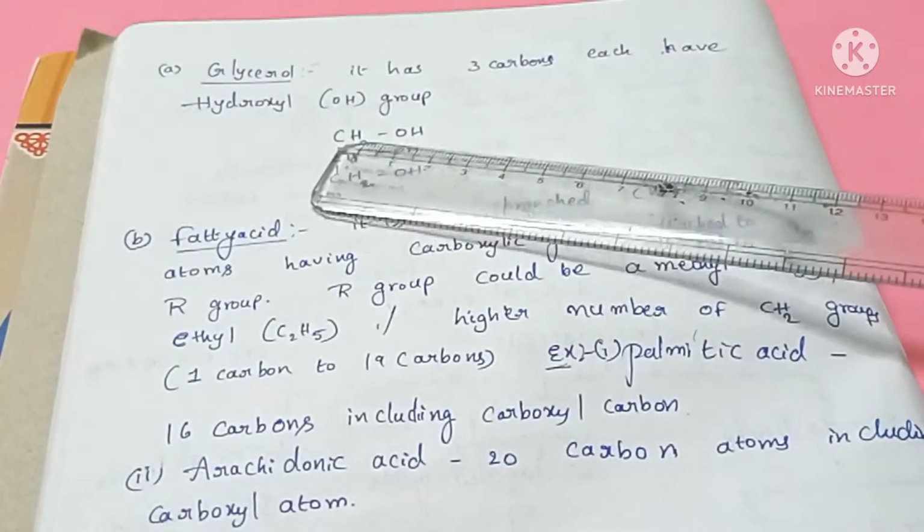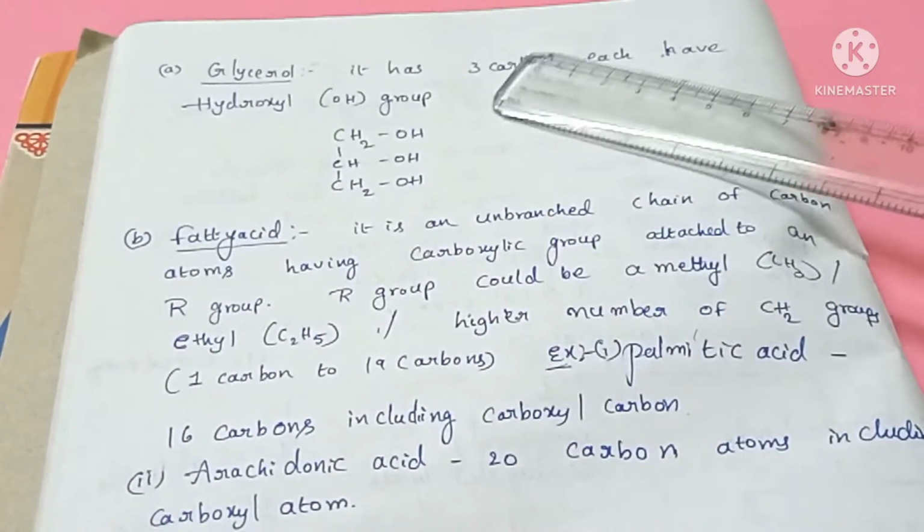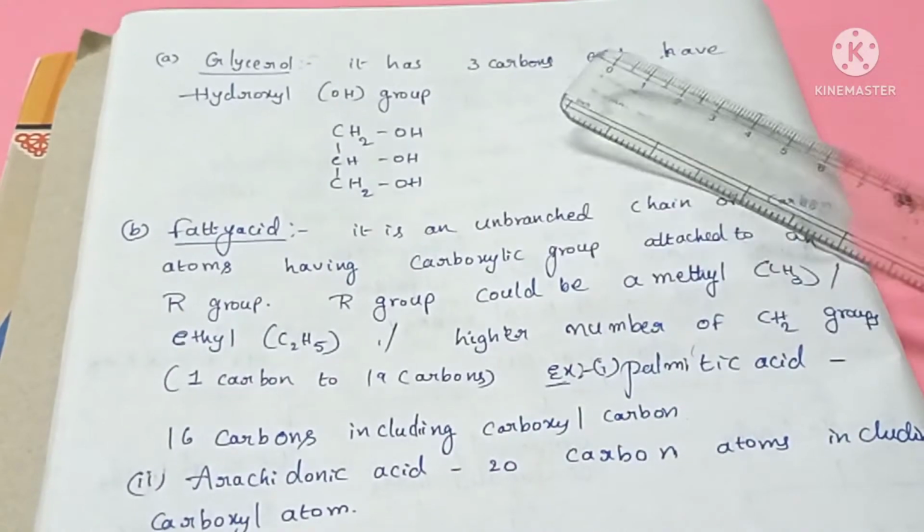How many carbons are present? 1, 2, 3 carbons are present, and attached to them are hydroxyl groups. So 3 hydroxyl groups are present. This is the structure of glycerol.